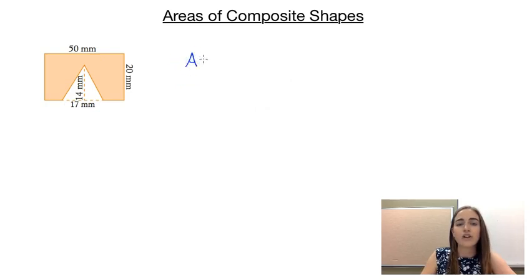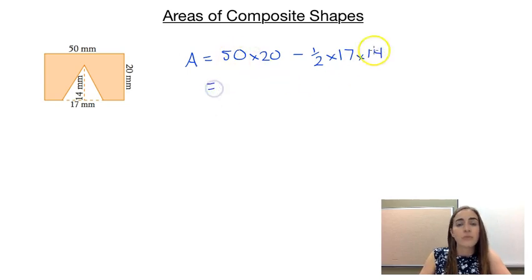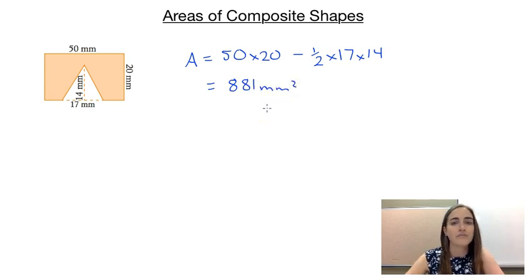So the area of our rectangle, we're going to do this one all in one go this time. The area of our rectangle would be 50 times 20. And I'm going to subtract the area of this triangle, which would be a half times 17 times 14. And if we pop all of that in our calculators, we're going to end up with 881 millimeters squared for our area. So again, looking at areas of composite shapes, I want you looking and thinking about the different pathways that you could take and choosing the one that you think is going to be the best for that question.